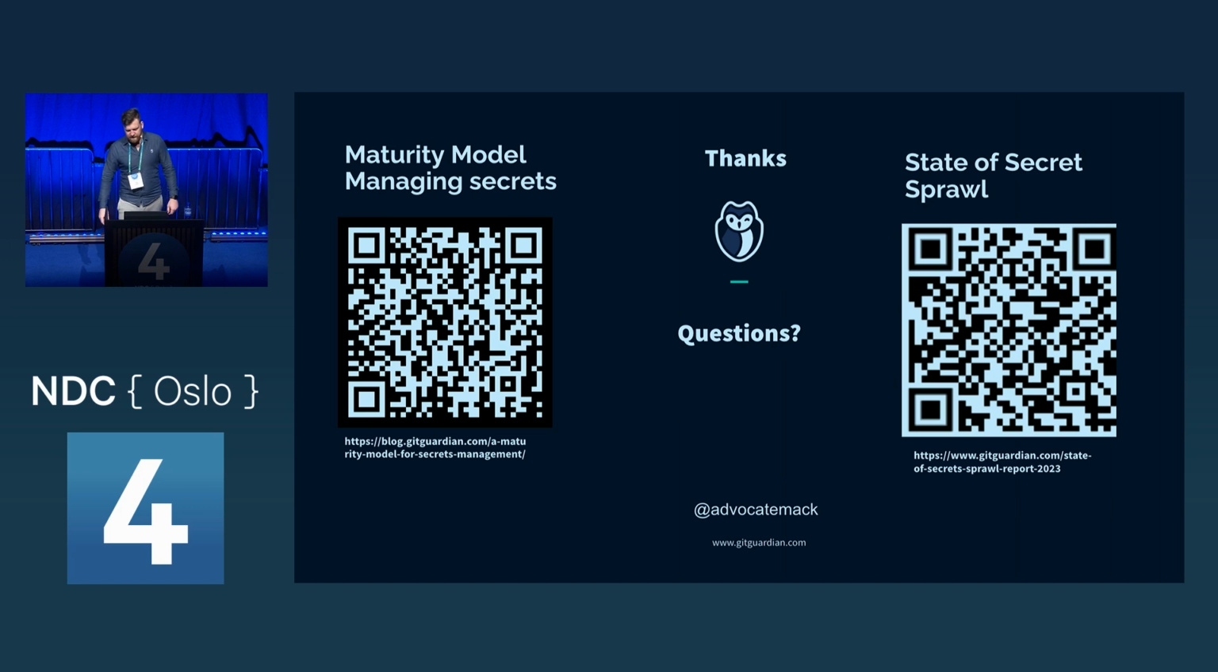And that's it. If you want to look at the State of Secret Sprawl report, this is a report that looks at GitHub. There's a code, you can scan it there. There's also a white paper on how to maturely manage your secrets. So if you want to know where your organization sits as a benchmark and all the tools that you're using, there's a cool survey that you can do that will spit out how mature your secrets management programs are.